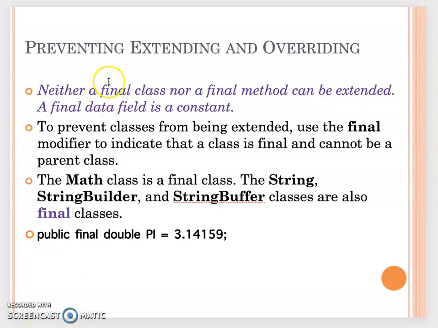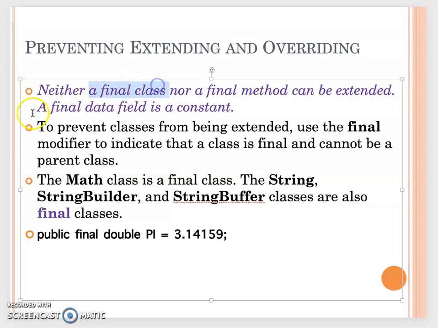Okay, so we have the final keyword for the final method, final data attribute, and final variable. Then how about the final class? The final class prevents a class from being extended. If you put final on your class, it cannot have any subclass extending from it. For example, the Math class is a final class. The StringBuilder and StringBuffer classes are also final classes.